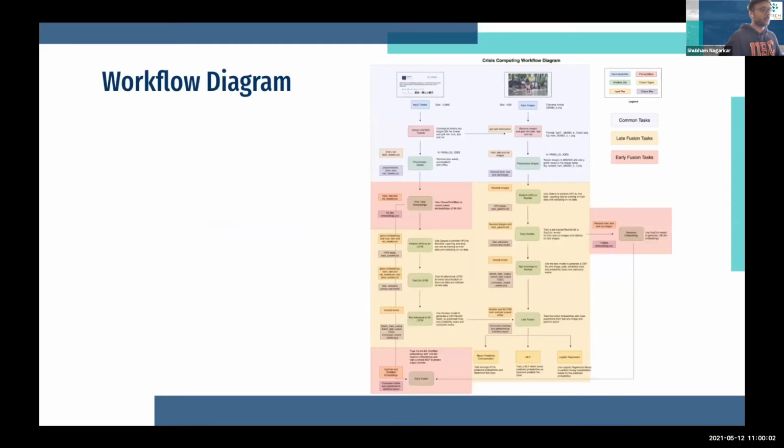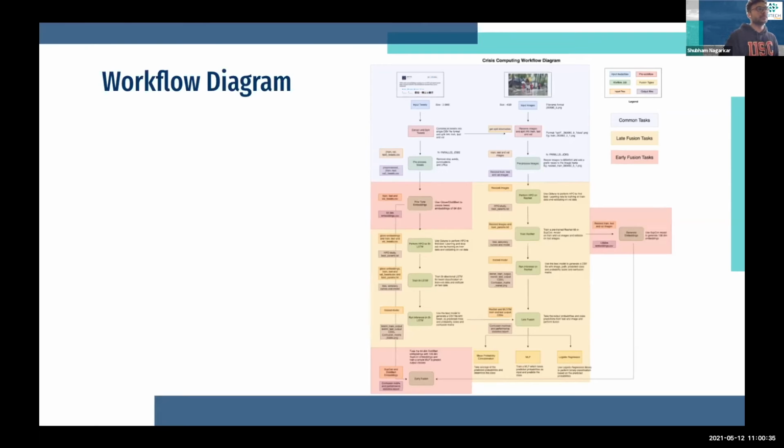This is the entire workflow, and we have been importing this workflow into the Pegasus workflow management system. One interesting thing to note is that we're separating it into two workflows. The first is called the late fusion workflow, and the second is the early fusion workflow. The reason is that we are comparing our work with two different papers, so we needed to keep them separate. You can see three colors here. The light lavender color is the tasks which are common to both workflows. The yellow is the late fusion workflow, and the red is the early fusion workflow.